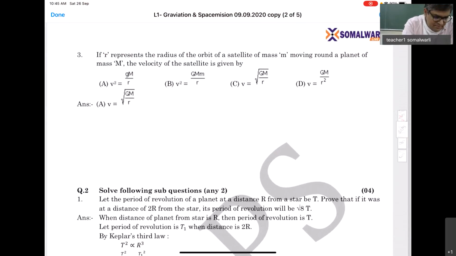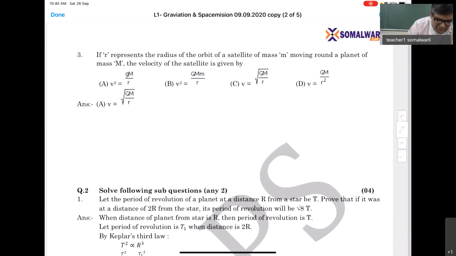It says, if r represents the radius of the orbit of a satellite of mass m moving around a planet of mass capital M, the velocity of the satellite is given by.